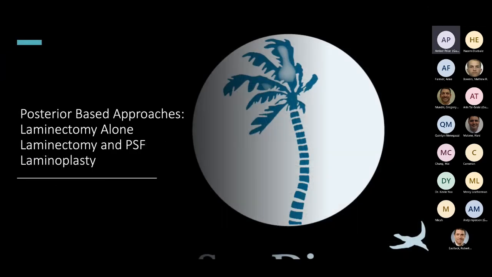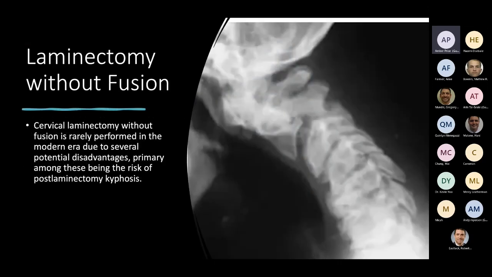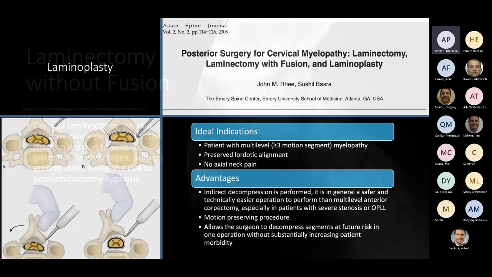So what about the posterior-based approaches? There's laminectomy alone, laminectomy and posterior fusion, and laminoplasty. Historically, laminectomy without fusion was universally used, but this resulted in several disadvantages, including the development of post-laminectomy kyphosis. So unless you're doing skip levels of laminectomy, we don't typically do this anymore. We pursue either laminoplasty or posterior fusion.